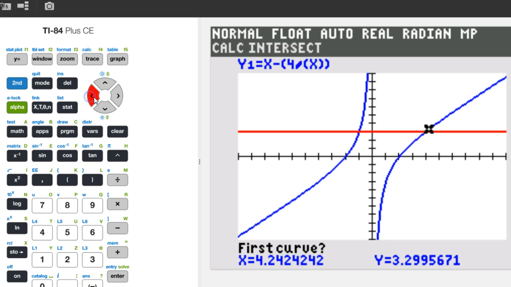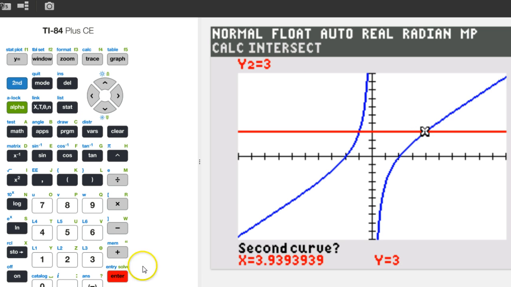I went a bit too far. Alright, that's pretty close. So, once I get very close to the intersection point, I'm going to hit enter. So, now it says second curve, I just hit enter again. It says guess, I just hit enter again.